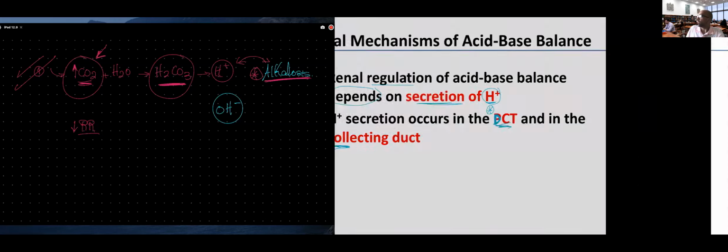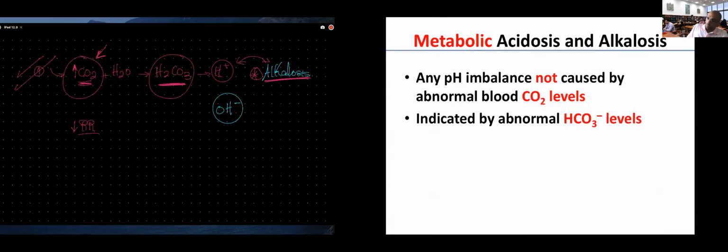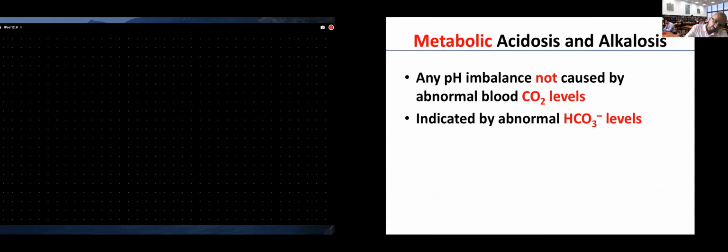All right. So remember, what is the normal blood pH? Normal blood pH is between 7.35 to 7.45. If I have blood pH lower than 7.35, it's called acidosis. If I have a blood pH greater than 7.45, this is going to be alkalosis.